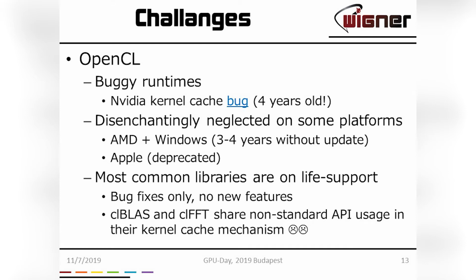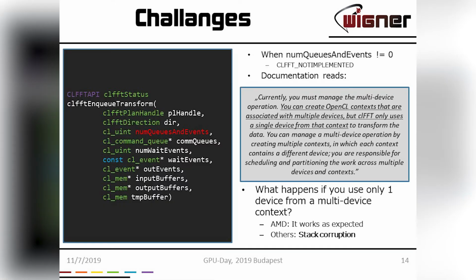And the most common libraries which somebody would use, like BLAS and FFT, they are not actively developed. They do get bug fixes, but they don't get new features. And we did happen to stumble upon a bug in both CL-BLAS and CL-FFT because we use both of them. CL-BLAS for an inner product and CL-FFT for the Fourier transforms.